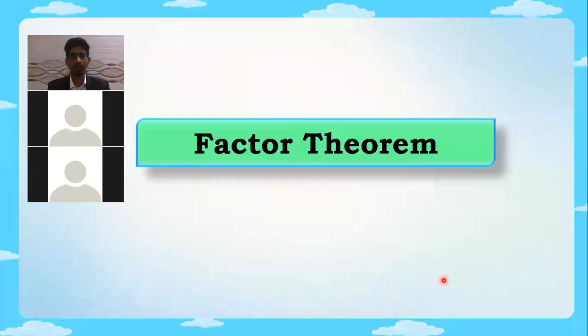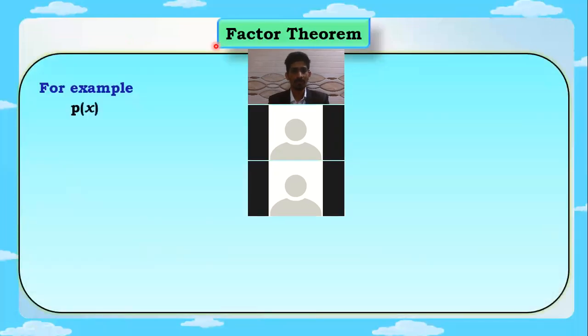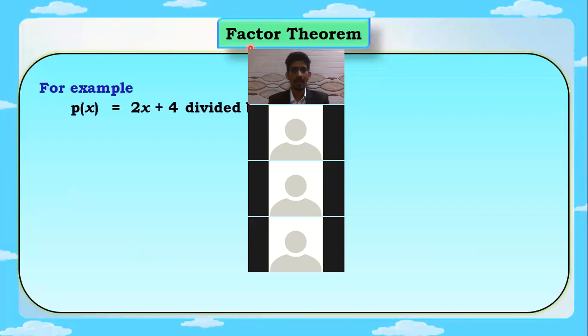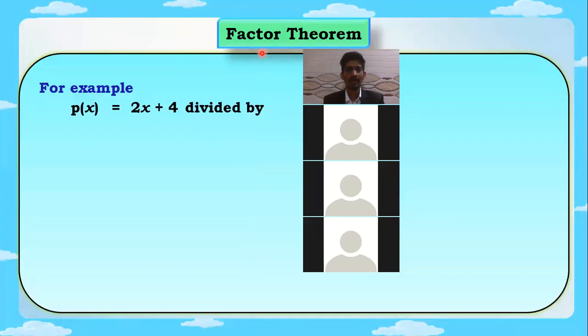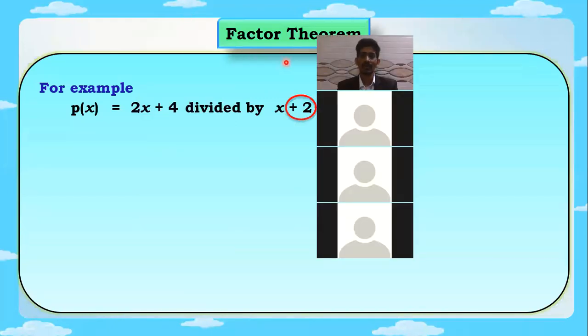So now over here students, we are going to understand one very important concept called the factor theorem. Now what is the factor theorem? Factor theorem means there will be one polynomial given to us. For example, this is a polynomial given to us, which we are told to divide by x+2. If it says divided by x+2, students, in place of x we are going to substitute -2, same like the remainder theorem.